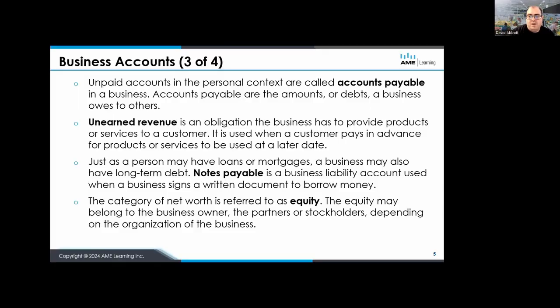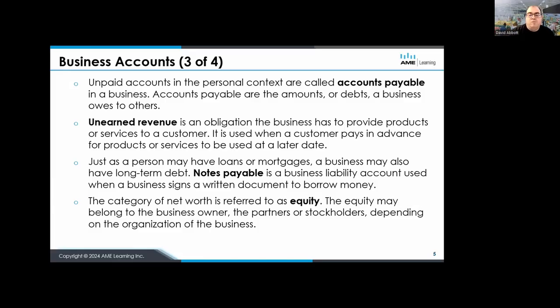Now, just as a person might have loans and mortgages, a business might also have other long-term debt. Notes payable is a business liability account that's used when a business signs a written document in order to borrow money. So a business might borrow money from a bank in order to build a building, for example, or to do whatever. So that would be a notes payable.